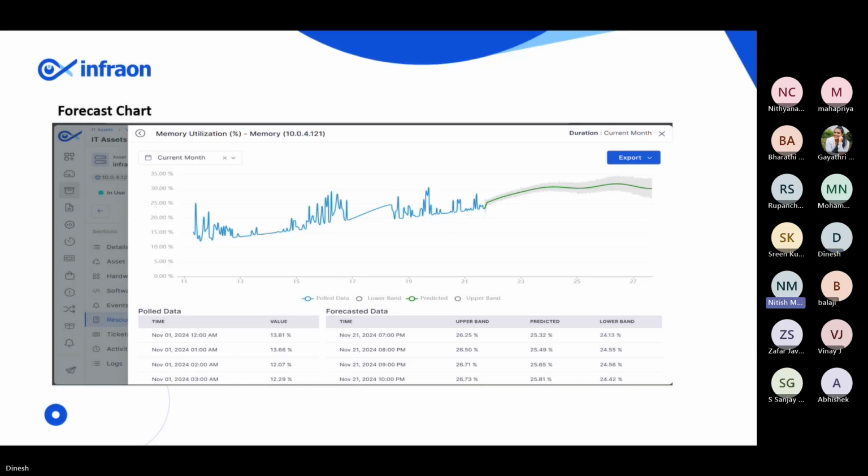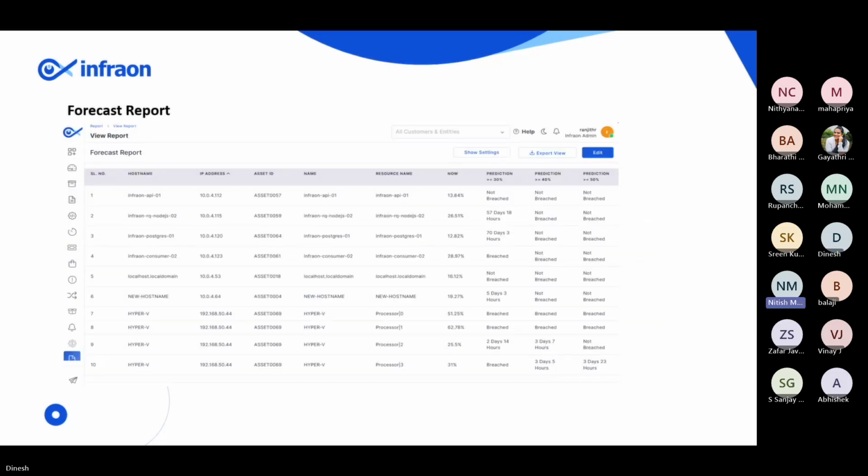So to forecast this, we need to set the threshold first. After that, it will start the prediction. Or by default, we have baseline thresholds set. If you want to alter the thresholds, you can alter them. It is configurable, but by default we have the baseline setup.